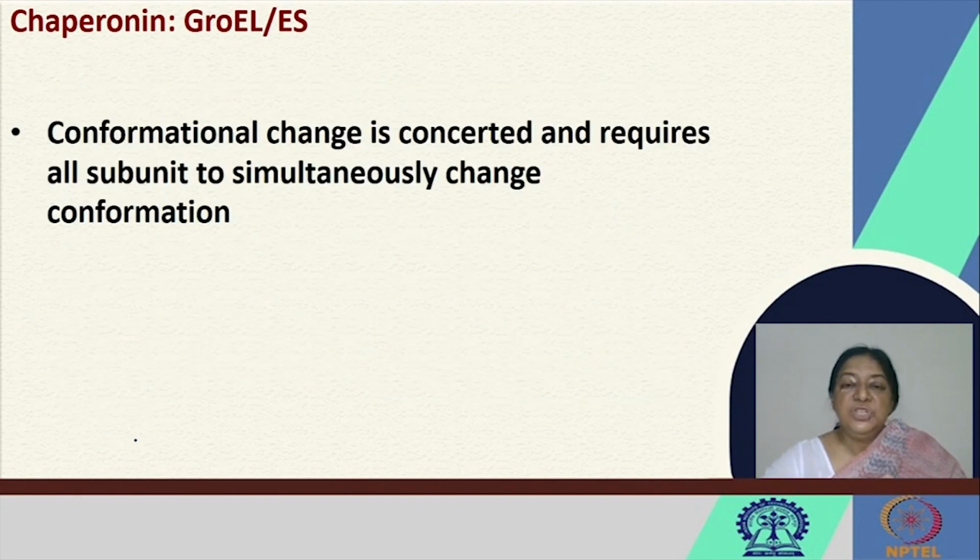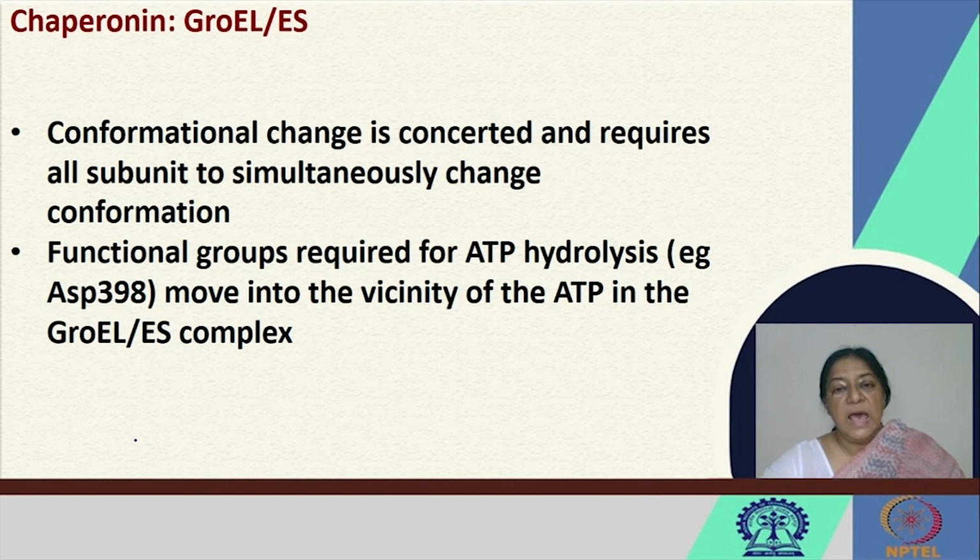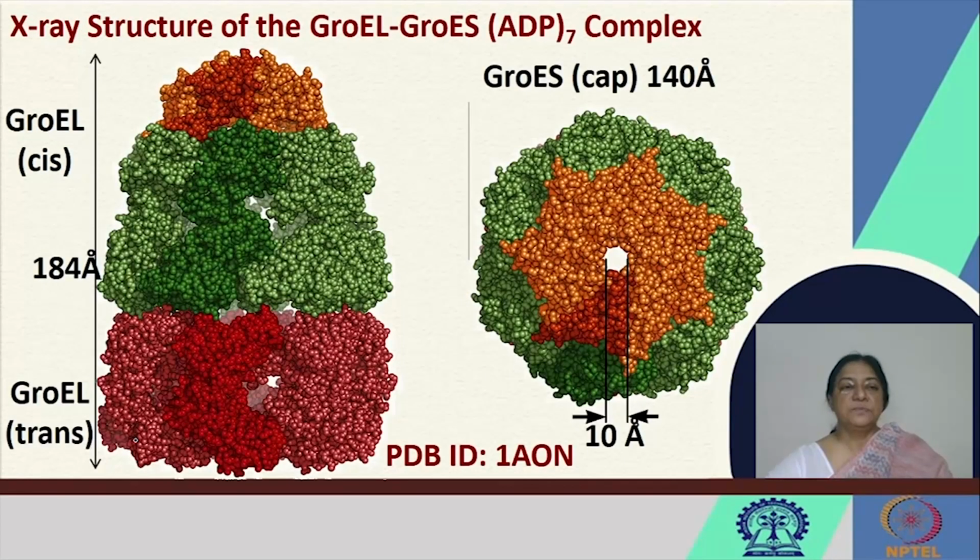The conformational change is concerted and requires all the subunits to simultaneously change their conformation. And the functional groups that are required for the ATP hydrolysis, for example, aspartic acid 398, move into the vicinity of the ATP in this GroEL-GroES complex.